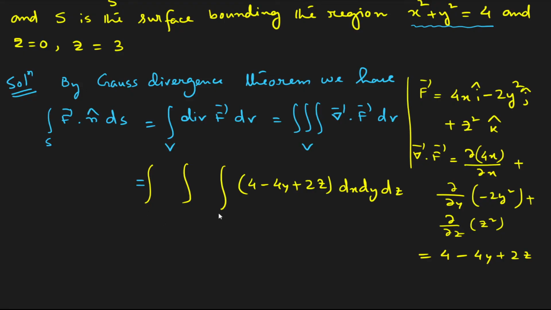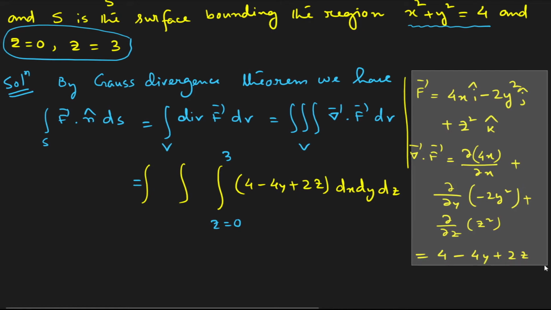Now what is important? I said the limit. Here the limit of z is directly given. You see, z equals 0 to 3. So no issue, z equals 0 to 3. But we have to find the limit of x and y. So how will we find that particular limit? Let us see.